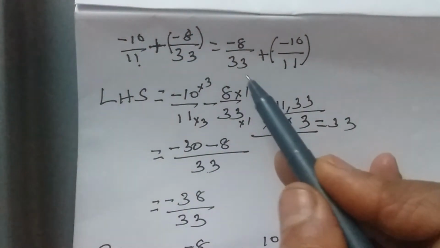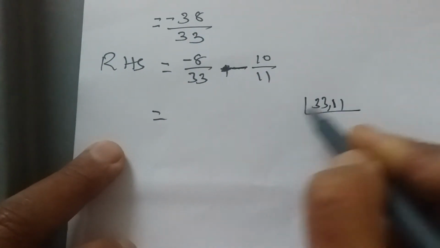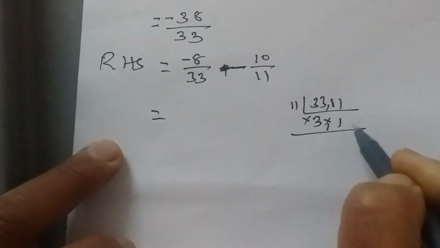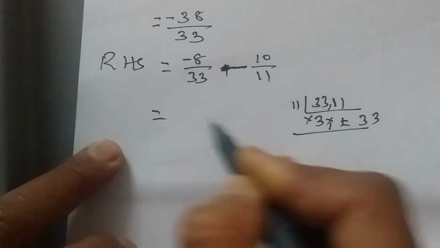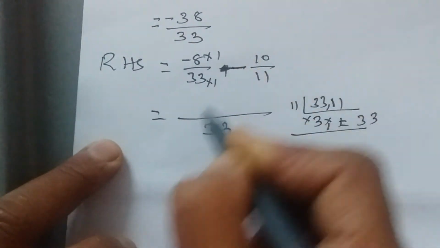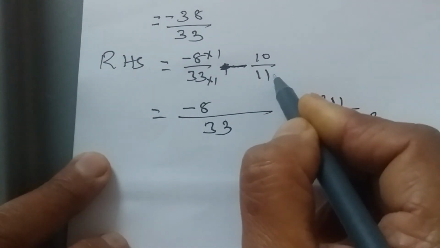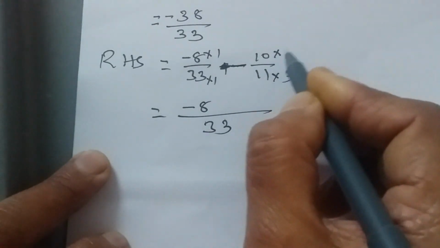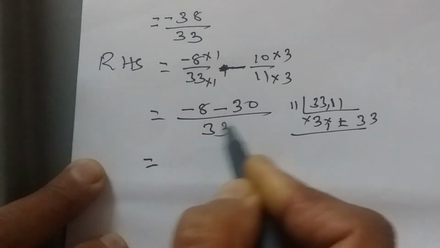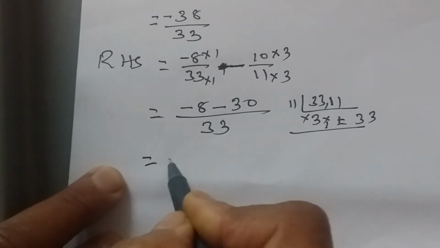In the previous LHS, we found the LCM for 11 and 33. Now we'll see for 33 and 11, whatever the order. 11 is the common factor. 11 threes are 33, 11 ones are 11. So the LCM is 33, the same LCM. 33 into what? 1. Minus 8 into 1 is minus 8. 11 into 3 is 33, so minus 10 into 3 is minus 30. Now the signs are the same. Add and put the common sign.